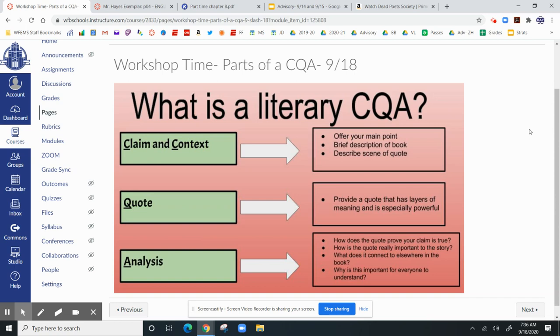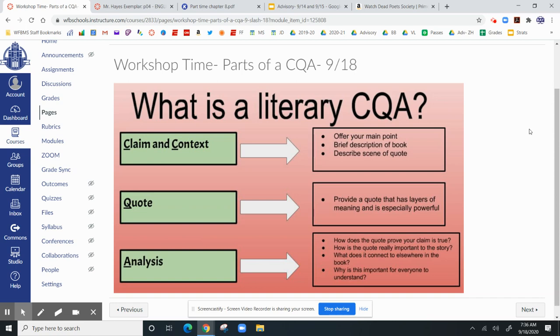The claim and context sets up your quote. You're going to begin with that claim. You're going to tell me exactly what the focus of your paragraph is. What are you writing about? What is the main idea? You're going to follow that up with some context around the scene of your quote. Your context is going to be describing what's going on in the moment of the quote that you chose.